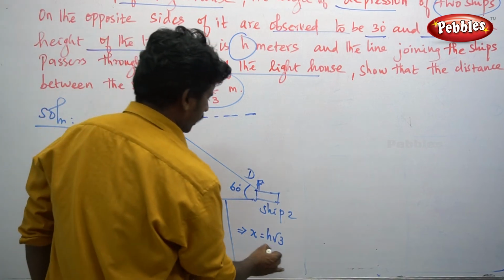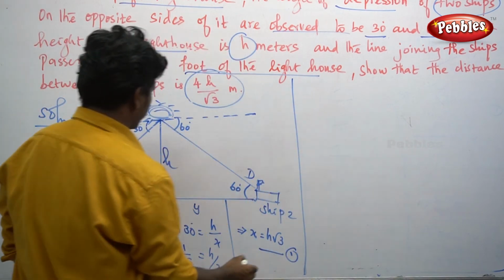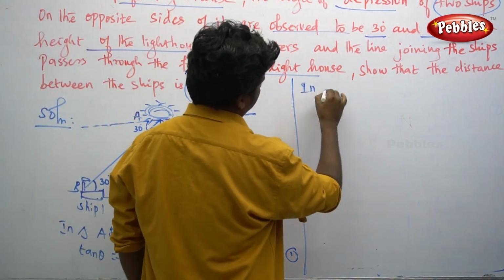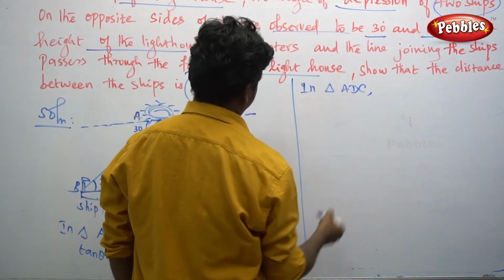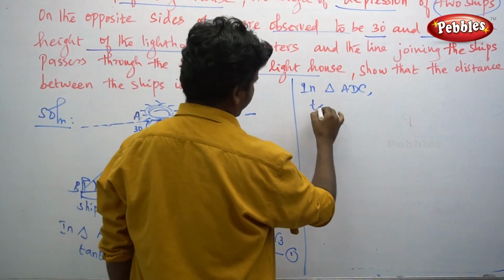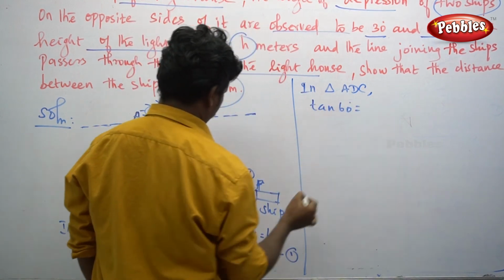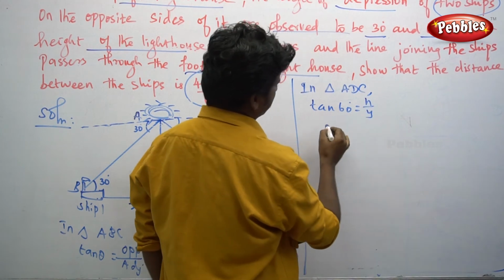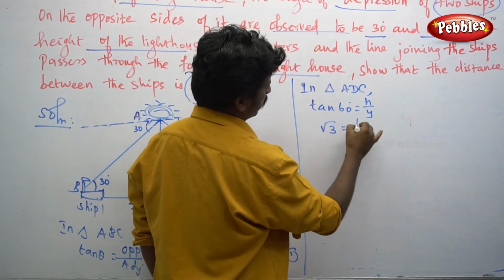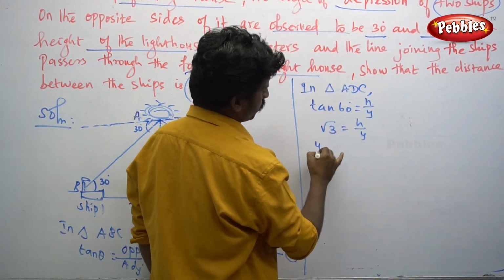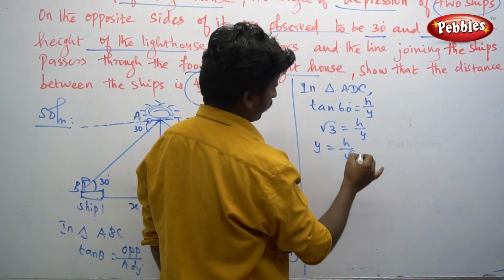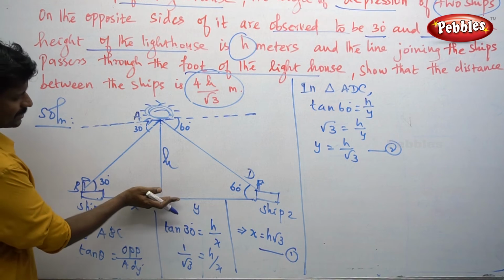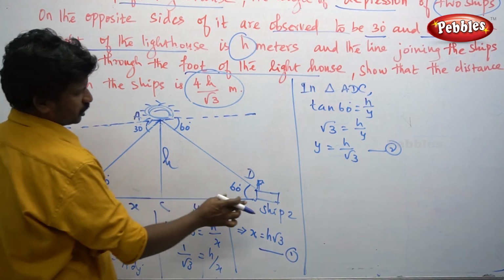So this is equation 1. Now take this triangle, triangle ADC. In the triangle ADC, tan 60 degree is equal to h by y. Tan 60 degree value root 3 is equal to h by y. இப்போ y இங்கே கொண்டு வந்துருங்க, y is h by root 3. This is equation 2. See the diagram, we need this distance between the ship 1 and ship 2.